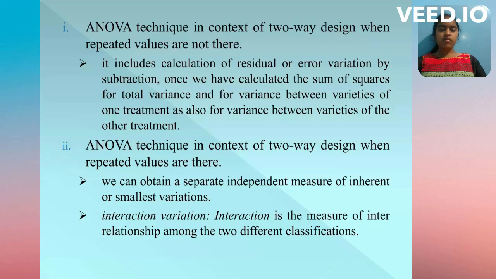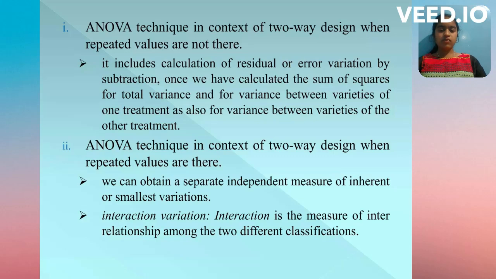This is done once we have calculated the sum of squares for total variance and for variance between varieties of one treatment, as also for variance between varieties of the other treatment. In ANOVA technique in context of two-way design, when repeated values are there, we can obtain a separate independent measure of inherent or smallest variation. Interaction variation.